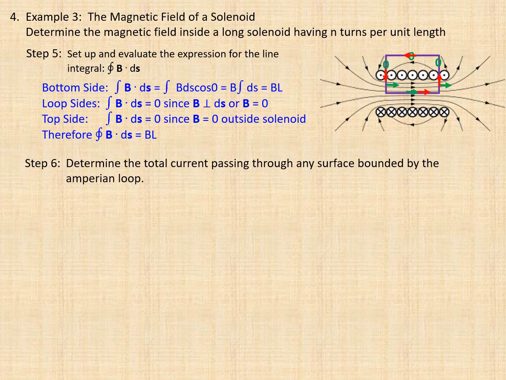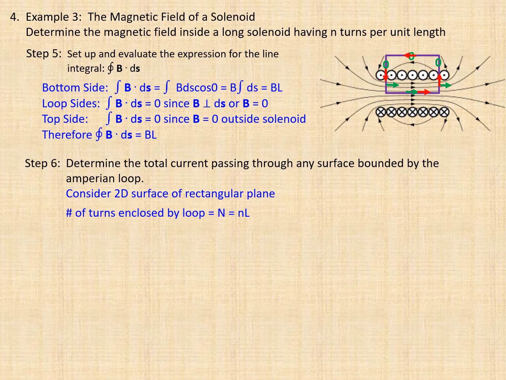Next, we determine the total current passing through any surface bounded by that loop, so that we can get the right-hand side of Ampere's law. So we'll consider, for the rectangular loop, the two-dimensional rectangular plane to be the surface bounded by that loop. And we note that this rectangular Amperian loop encloses a certain number of turns of wire.